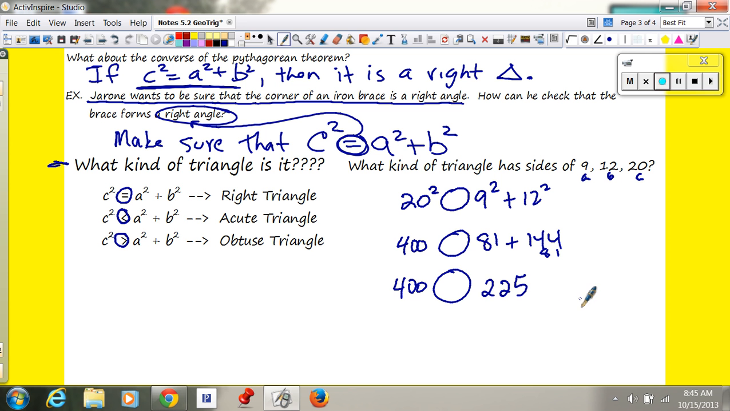225. 400 is greater than 225. So what does that tell me? It's an obtuse triangle. It's not a right triangle because they're not equal. It's not acute because it's not less. It's a greater angle. Greater angles are obtuse angles. So that would be an obtuse triangle.